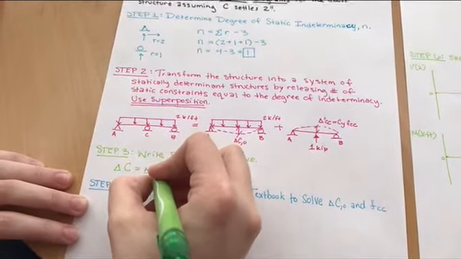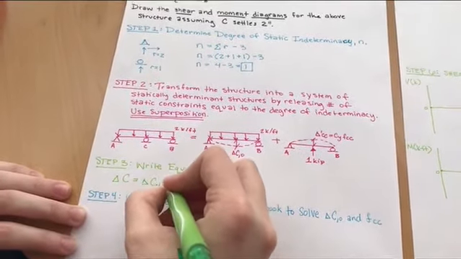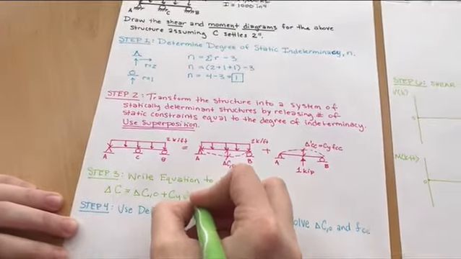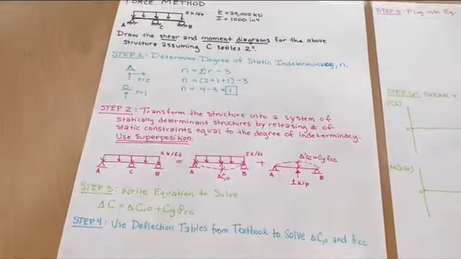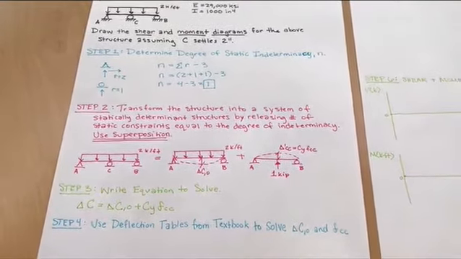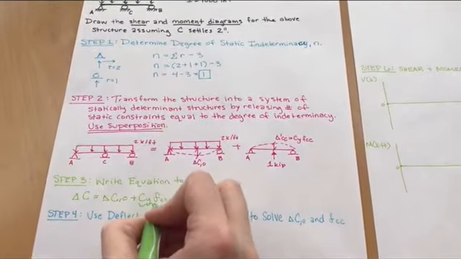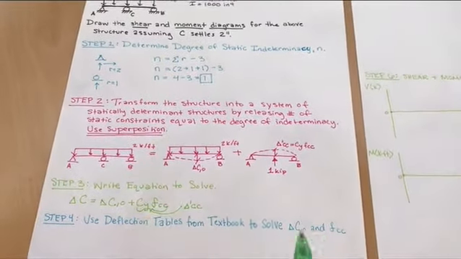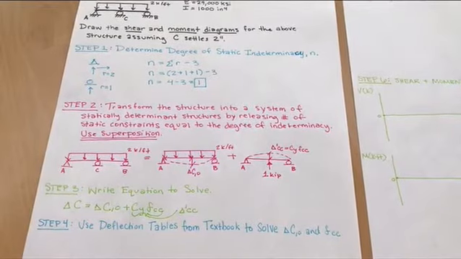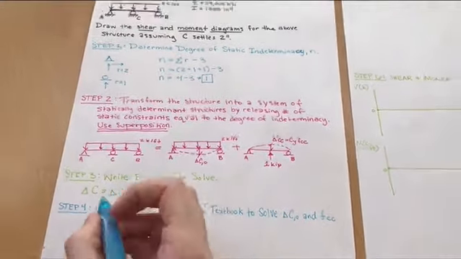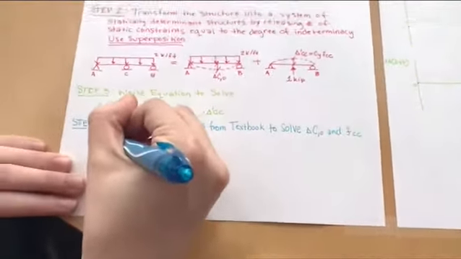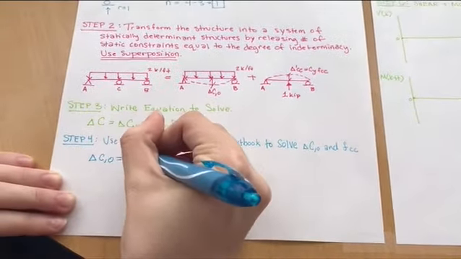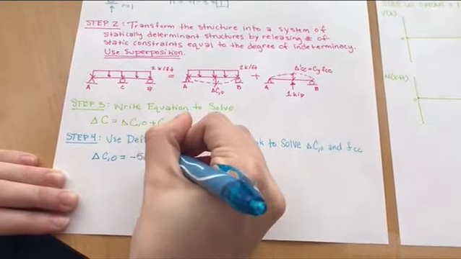For this case, you'll say delta C is equal to delta C naught plus delta prime CC. So that will be the deflection that you're given, 2 inches, plus delta C naught, as you can see in the superposition equation above, and then CY times FCC is what the deflection will be from that unit load where the reaction would be. To get these deflections, you'll want to use the front cover of your textbook to solve for delta C naught and FCC.